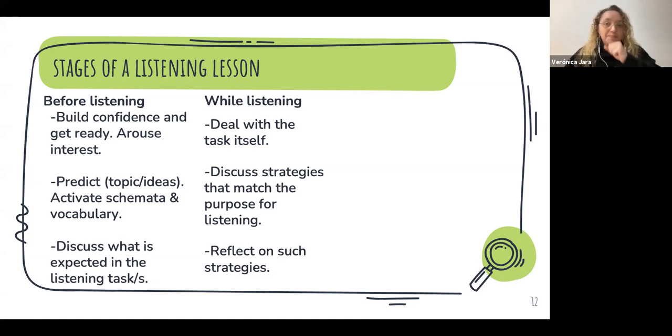And then in the while listening, we will also do some reflection, reflecting on the strategies they used, if they were successful or not. Would you like to make any sort of changes next time we do this part of the test? Would you like to approach this differently next time?